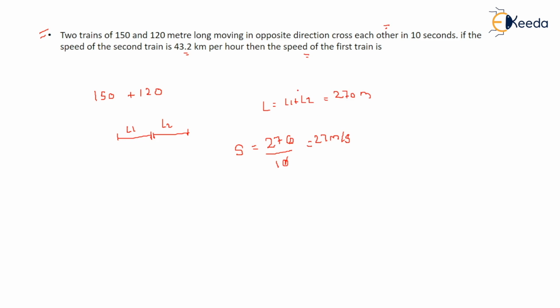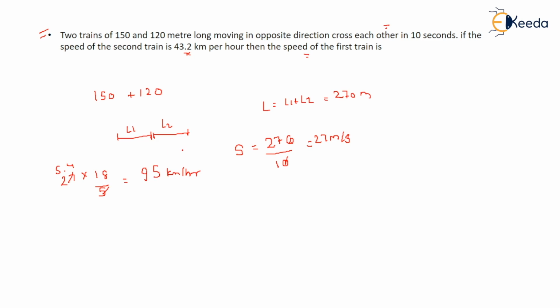Okay, but it is given in kilometer per hour, so you have to find out the speed of the first train in kilometer per hour. So you have to convert this 27 into kilometer per hour. This you have to do. After this calculation, 27 into 18 by 5 comes out to be somewhere 95 or 96 kilometer. Let's take it as 95 kilometer per hour.